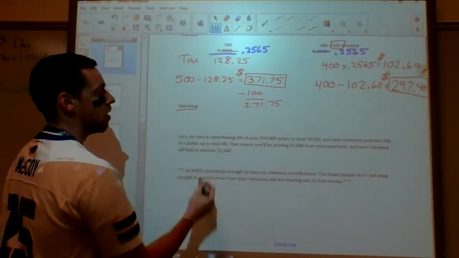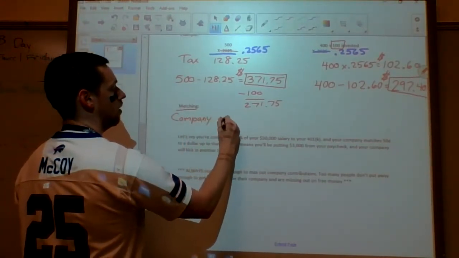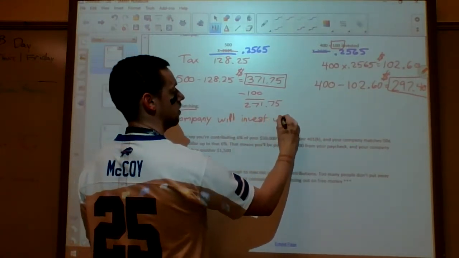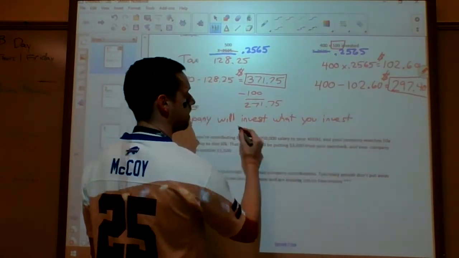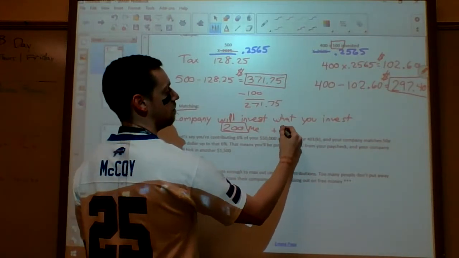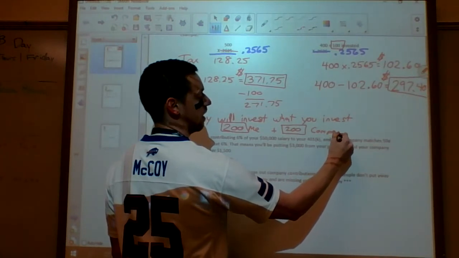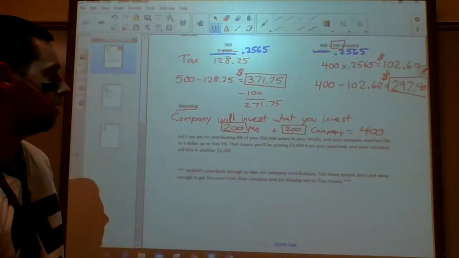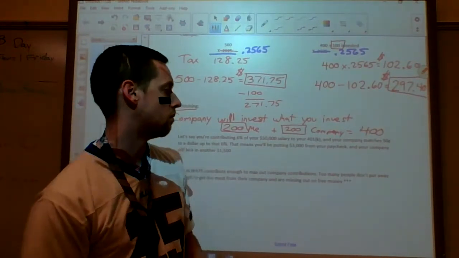Some companies will offer what's called matching. Okay, so a company will invest what you invest. Let's say I invest $200. That's me. My company would also invest $200 in my account for me as like a bonus. So I'd have $400 invested. Okay, matching. Companies will give you money to try to entice you to invest in your future.